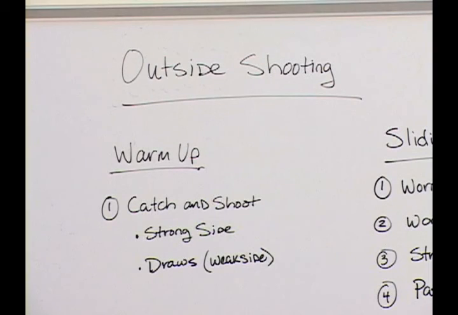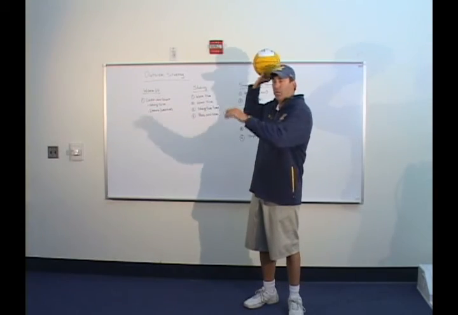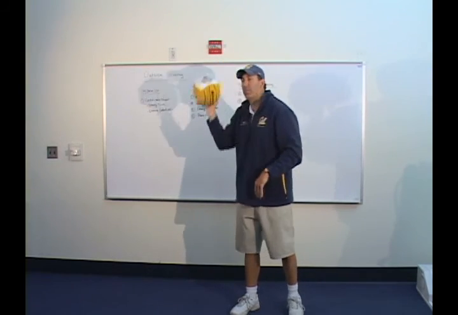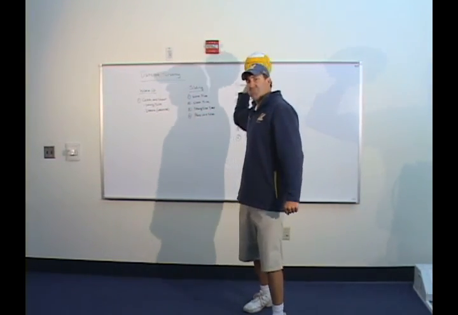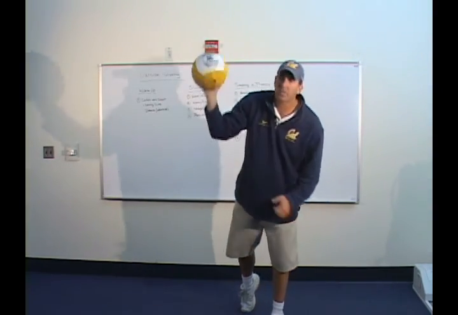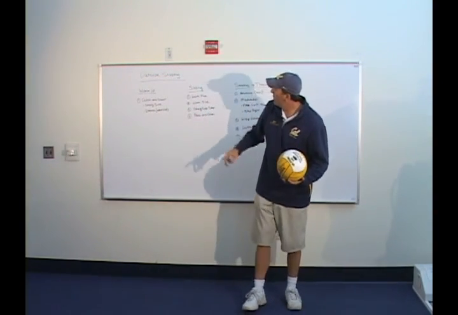First, we're just going to warm up with a catch and shoot drill. We're going to go strong side and draws. First, strong side. I'm just going to catch the ball. I'm right-handed again. Ball's going to come from my right side. I'm going to catch it strong side, get into that good base position, crunch release, shoot the ball. Just a good warm-up drill.